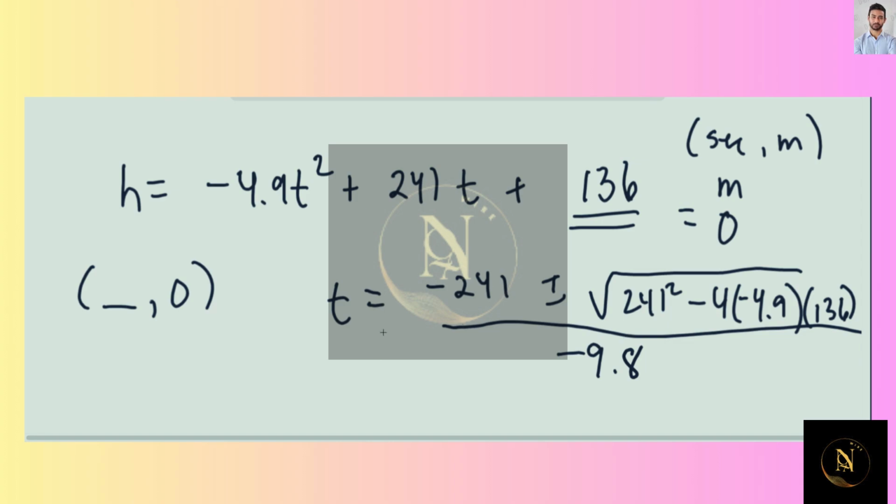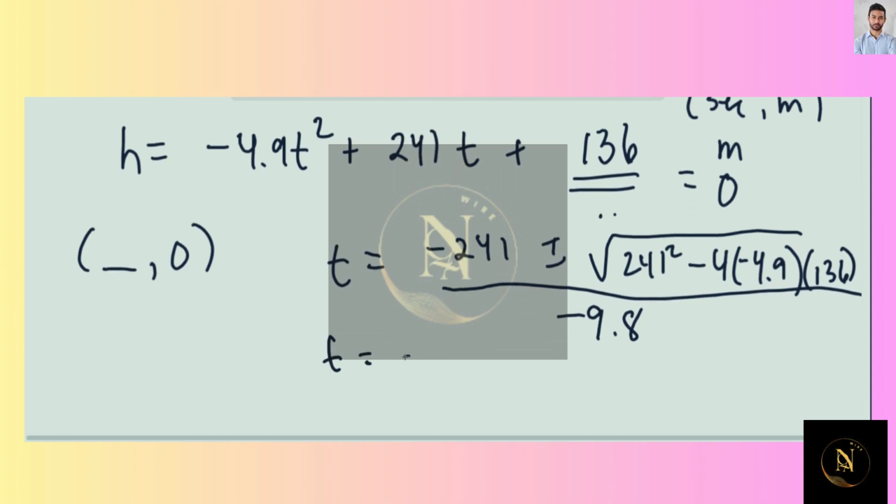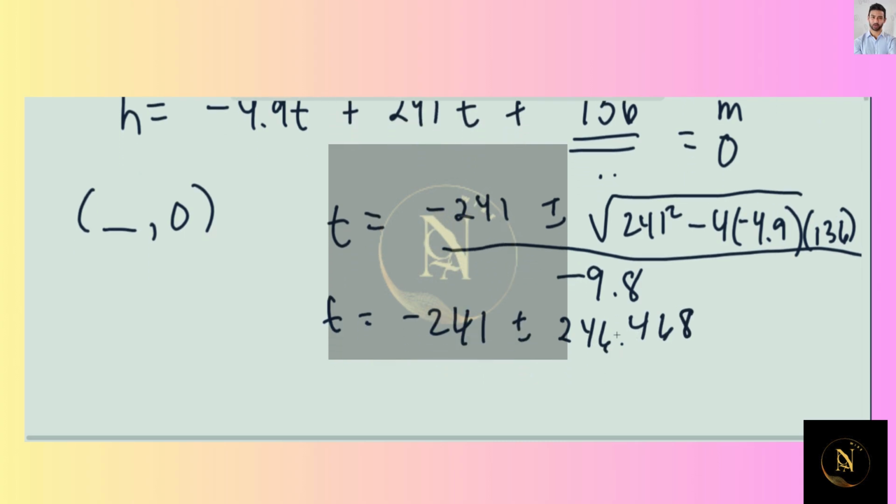I haven't calculated this before, so we'll do this now and find the discriminant first: 241 squared minus 4 times negative 4.9 times 136. And then I'm going to square root it, take it to the 0.5 power. So this value comes to be negative 241 plus or minus approximately 246.468. I'm just going to store that value in my calculator, call it A, and then over negative 9.8.